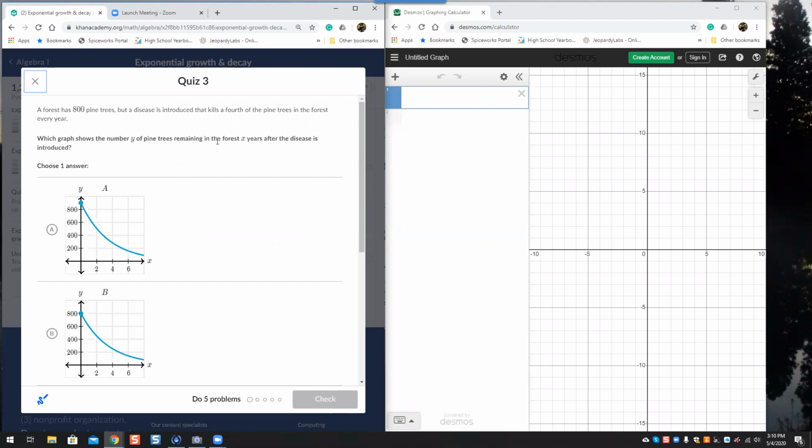This problem says that a forest has 800 pine trees, but a disease is introduced that kills 1/4 of the pine trees in the forest every year. Which graph shows the number Y of pine trees remaining in the forest X years after the disease is introduced?